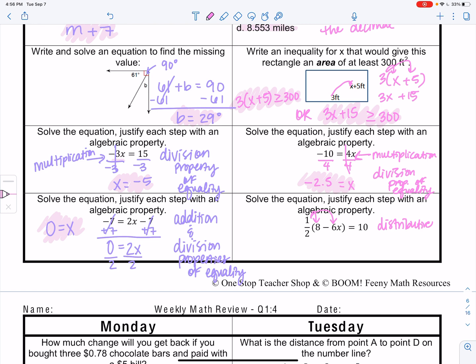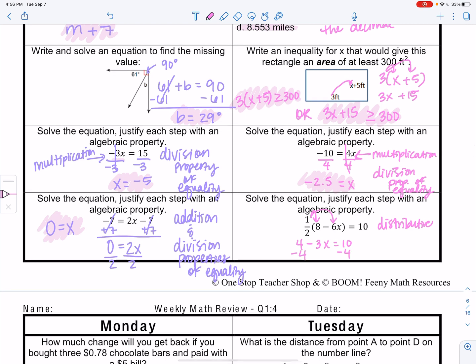And you can clearly see it's going to be several steps. So half of 8 is 4. Half of negative 6x is negative 3x, and it's going to equal 10. My next step is I would get rid of that 4. I would move it to the right side. So I'd have to subtract both sides by 4. So I'm also going to use subtraction property of equality. And then I'd have negative 3x is equal to 6. And finally, I would divide both sides by negative 3. So we're going to do division as well. Okay, and then of course, x is going to be equal to 6 divided by negative 3. x is equal to negative 2.